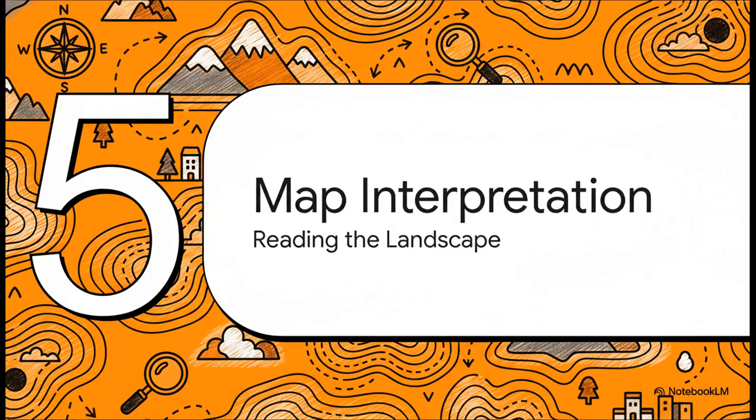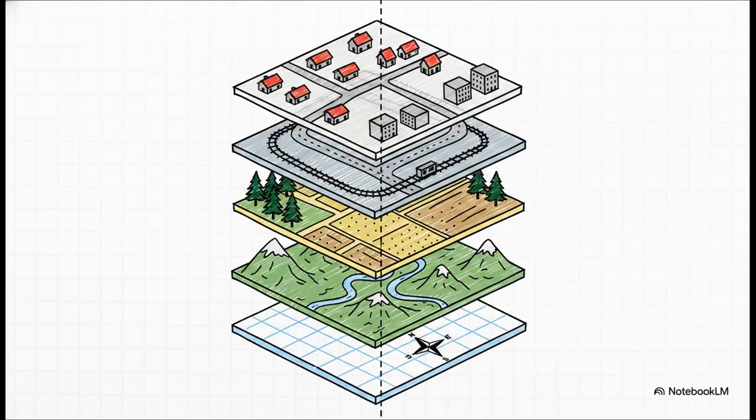And finally, Section 5, the art of map interpretation. For this last section, we move straight from theory into practice. To truly interpret a map like a geographer, rather than just staring at it, we scan it using 5 specific layers. 1. Marginal information, stuff like the scale and the grid references.